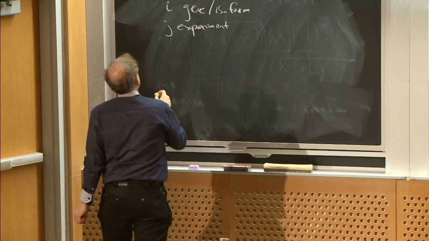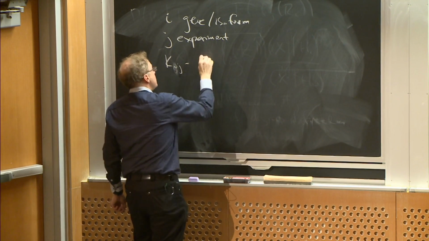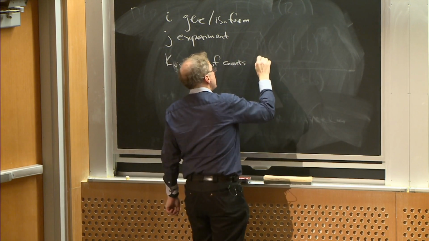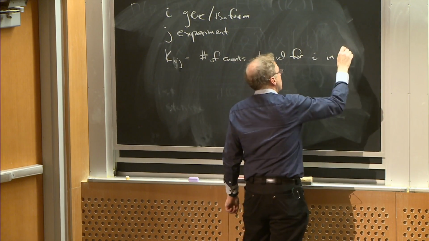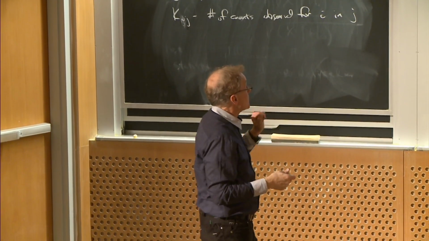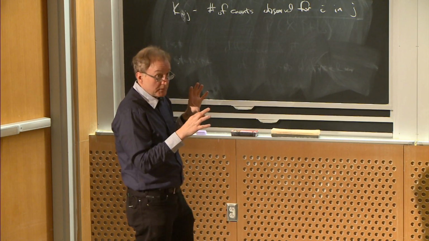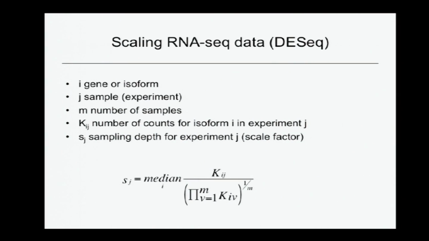And K_ij is the number of counts observed for i in j. Right, so that's sort of the expression of gene or isoform i in experiment j. Now what we need to do, however, is to normalize experiments against one another. And the normalization factor, S sub j, is computed for a particular experiment, and it's used to normalize all of the values in that experiment.